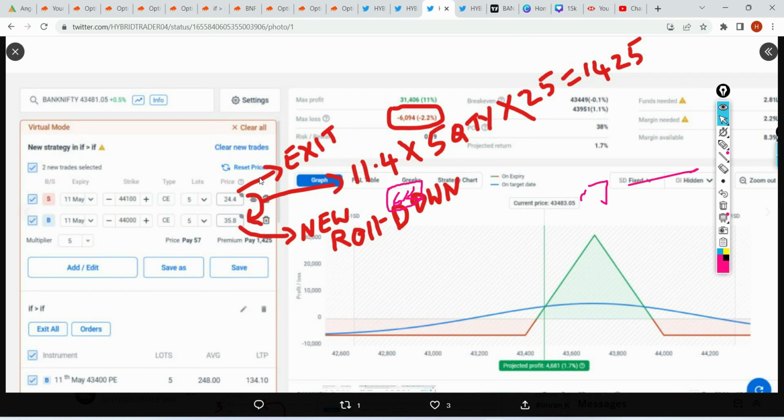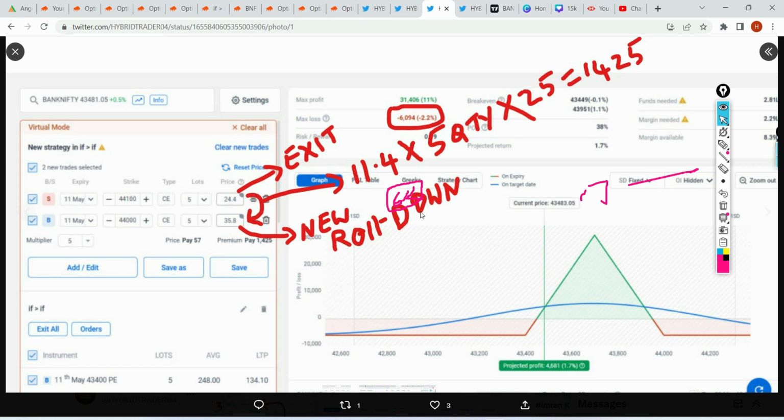What I have done is simple, guys. My loss was 17,000 here on the call side initially. Now I've done one more reverse. See, I've exited 44,100 and just rolled on to 44. So what extra debit have I given? I've exited this leg and bought this new leg. 11.4 is the debit I've given into 5 quantity. By sacrificing just 1,425, I was able to reduce my loss from 17,000 to 6,000. Pause this video, check the calculations and everything.